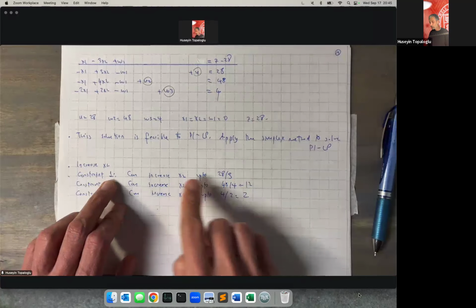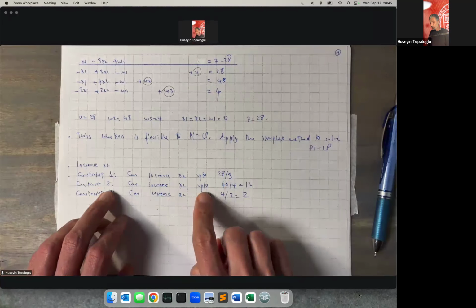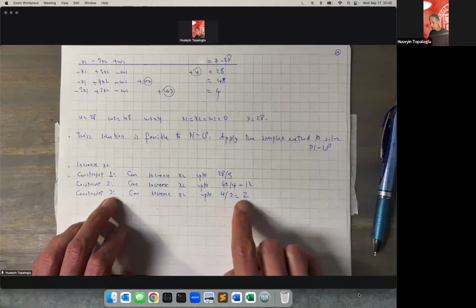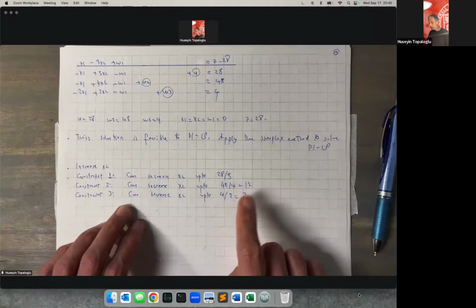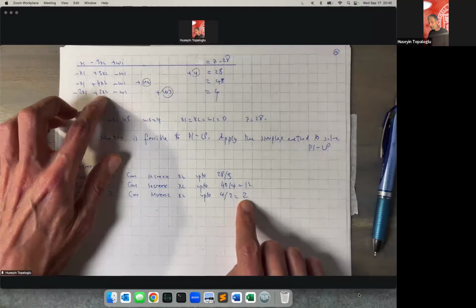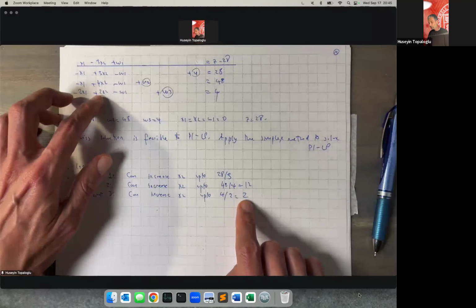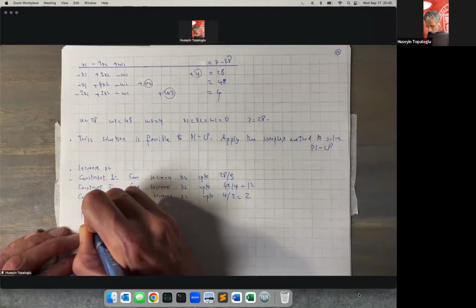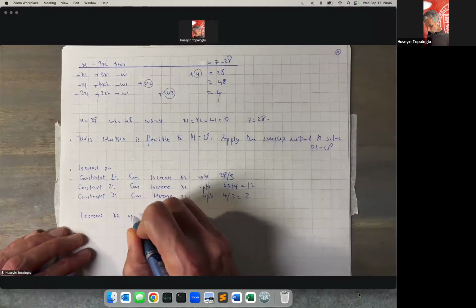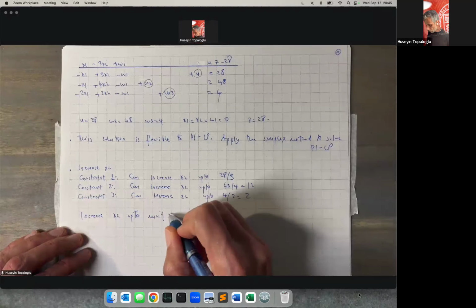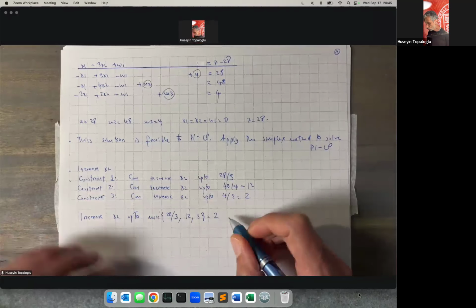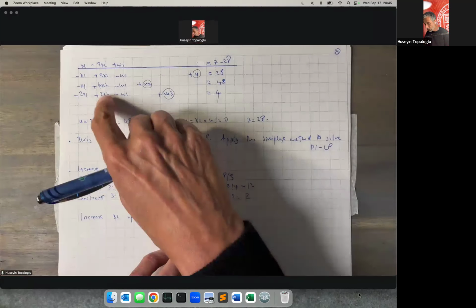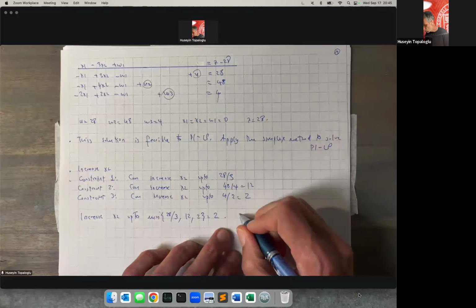So constraint 1 says you can increase x2 up to 28 over 3. Constraint 2 says you can increase x2 up to 12. Constraint 3 says you can increase x2 up to 2. So what is the largest I can increase x2 before I get in trouble? All the way to 2. So we're going to increase x2 all the way to 2. In that case, the new value of x2 is determined by the third constraint. That minimum is 2, so the new value of x2 is determined by the third constraint row.